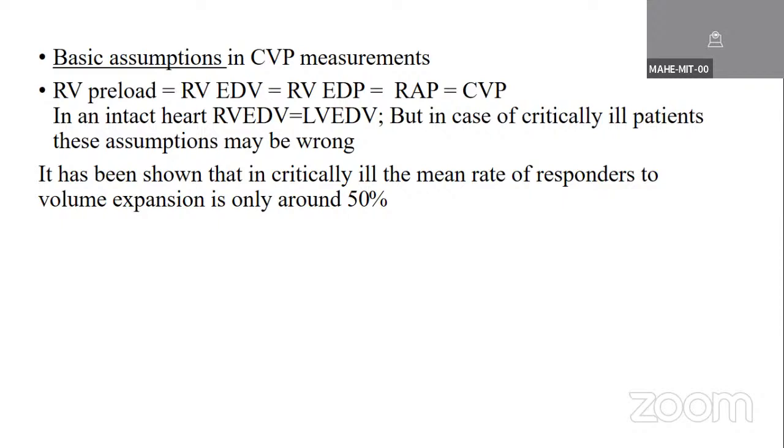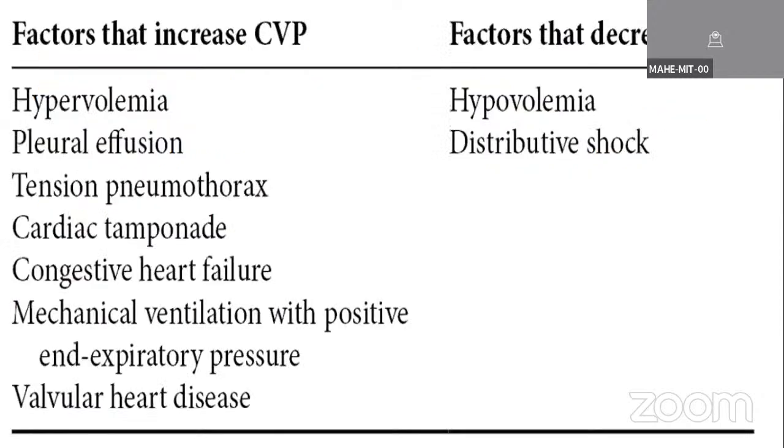We are assuming that the CVP is equal to the right atrial pressure, which is equal to the right ventricular end-diastolic pressure, and that is equal to the left ventricular end-diastolic volume. But in critically ill patients, these assumptions may be wrong. There are many external factors contributing to the increase and decrease in CVP.